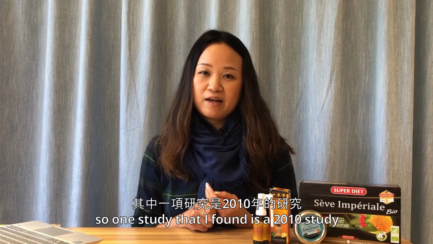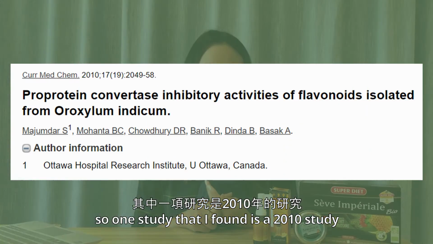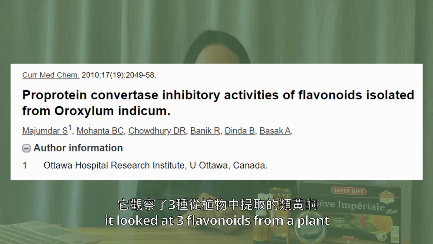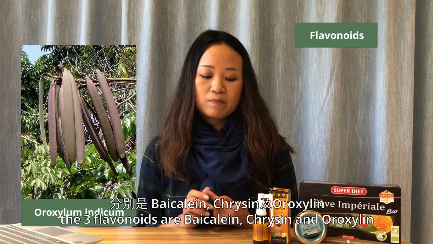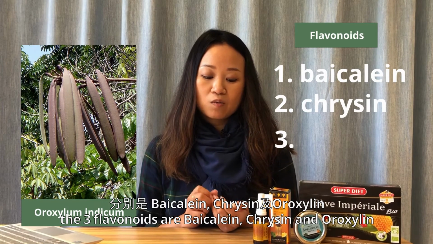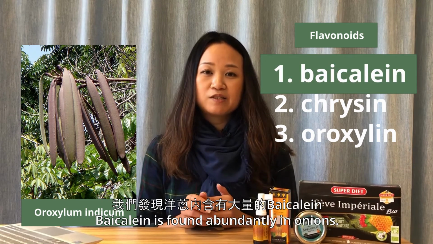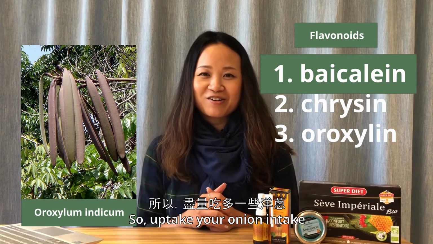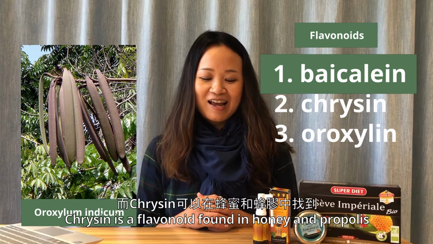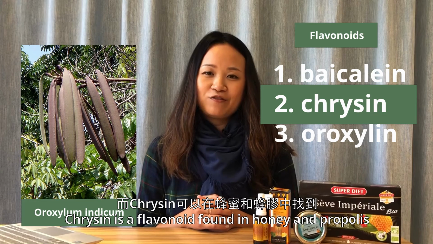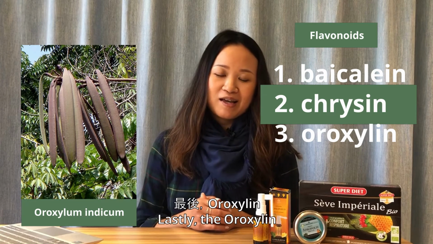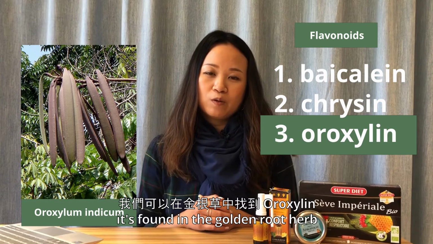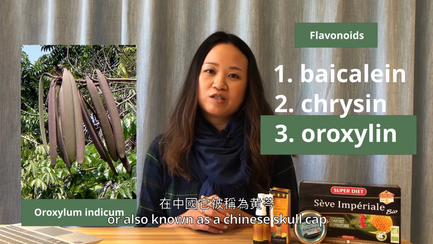So one study that I found is a 2010 study by the University of Ottawa, and it looked at 3 flavonoids from a plant. The 3 flavonoids are biacalein, chrysin, and oroxylin. Now, biacalein is found abundantly in onions, so uptake your onion intake. And chrysin is a flavonoid found in honey and propolis. And lastly, the oroxylin is found in the golden root herb, also known as the Chinese skullcap.